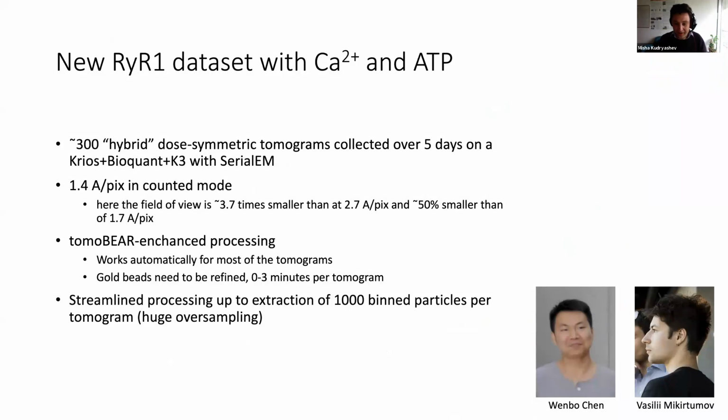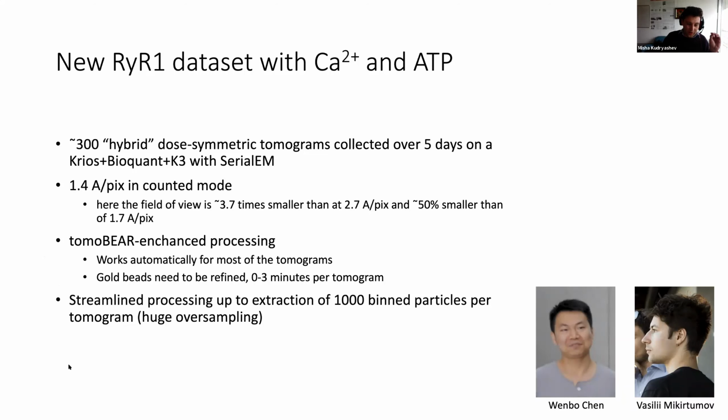Okay, so now equipped with all these cool tools, Venbo and Vasily, who now picked up the project, recorded a large data set, roughly 300 tomograms, hybrid dosimetric over 5 days. It's a huge data set, but with the help of the automatic TomoBear enhanced processing, we actually could process it in reasonable time. The only thing that the user needs to do is to make sure that the gold beads refinement is well done. Usually it is. If it's not, then a couple of gold beads or contours need to be added or deleted.